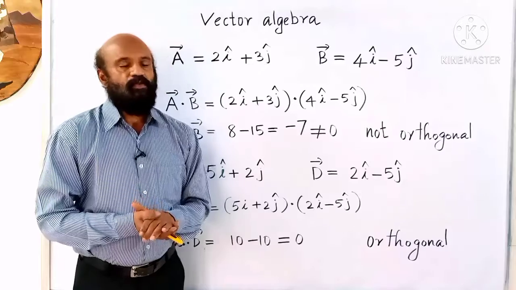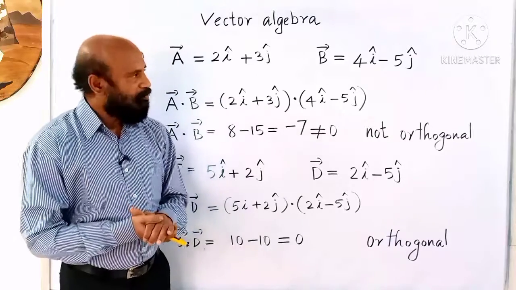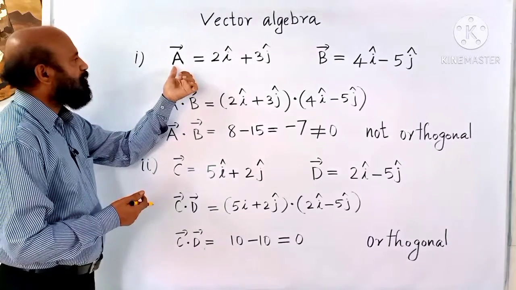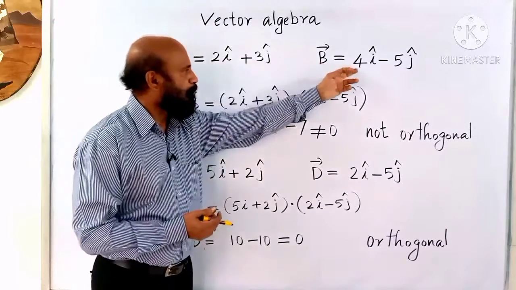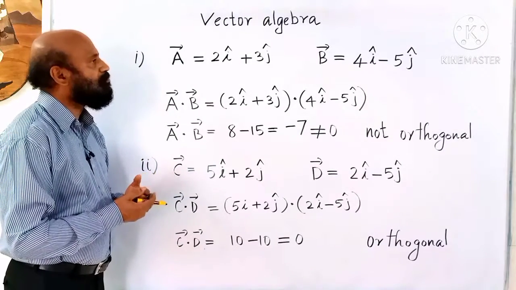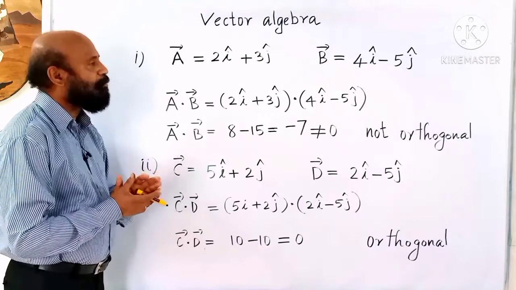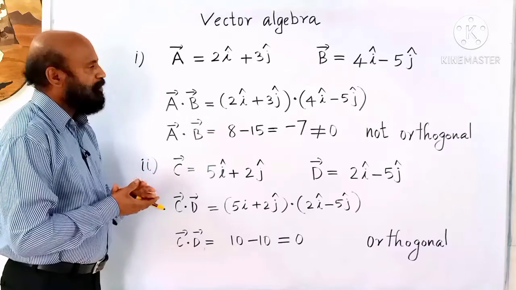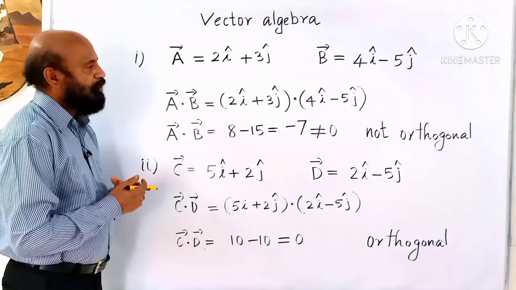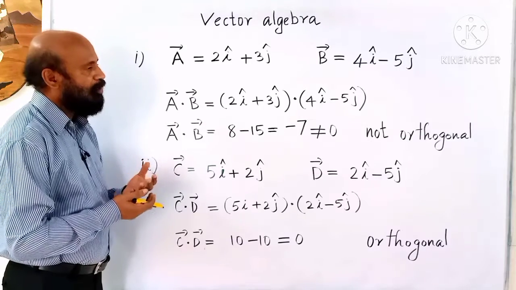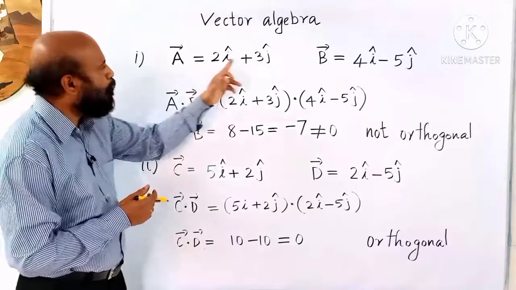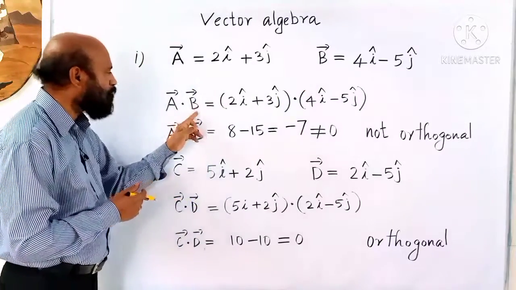Let us see what is meant by orthogonal vectors. Two vectors are given, A vector and B vector. If vectors are orthogonal, these vectors will be perpendicular. If vectors are perpendicular, dot product should be 0. To check whether vectors are orthogonal or not, you have to take the dot product. Now let us take the dot product of these two vectors, A vector dot B vector.